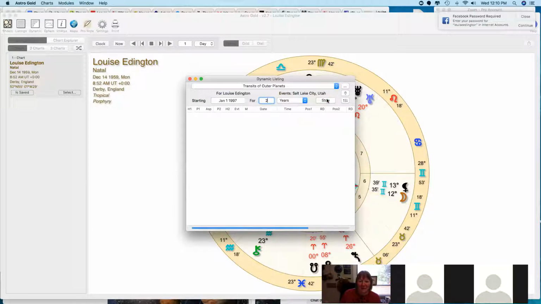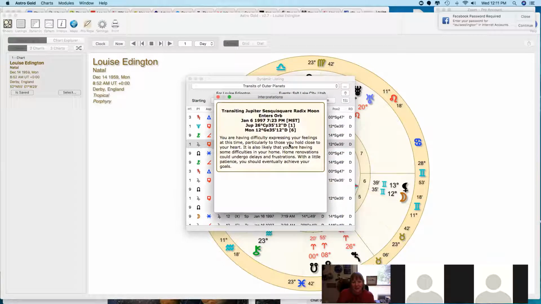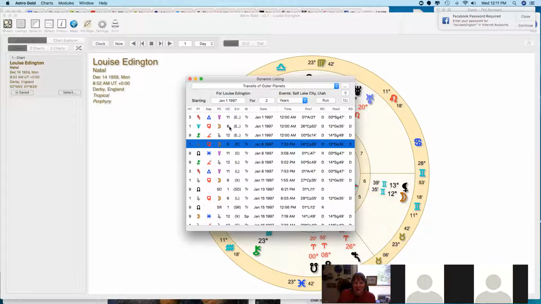Cool. Okay. So you see what I've done here? I've done transits of outer planets for 2 years, starting January the 1st, 1997. Okay. And this gives you the dates where they enter. In other words, when the transits start by orb, when they leave, and when they're exact.